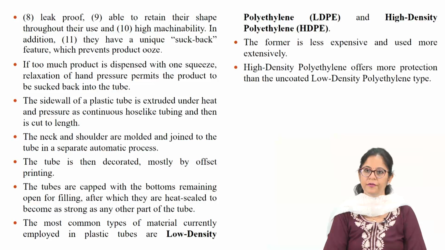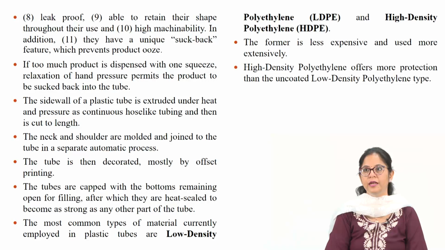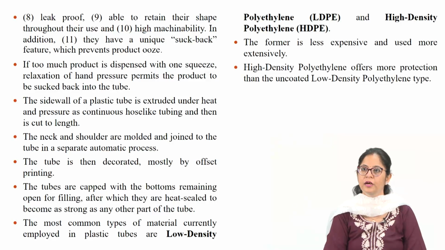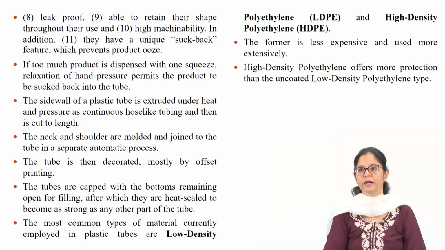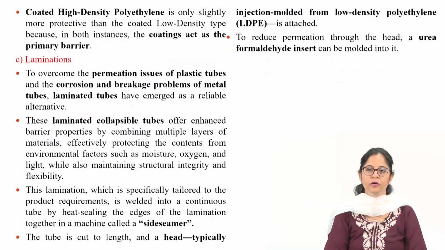The most common types of material currently employed in plastic tubes are low density polyethylene and high density polyethylene. The former is less expensive and more extensively used. The high density polyethylene offers better protection than the uncoated low density polyethylene tube. Coated high density polyethylene is only slightly more protective than the coated low density type, because in both instances the coating acts as the primary barrier.